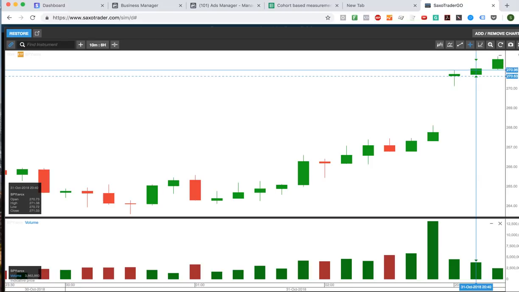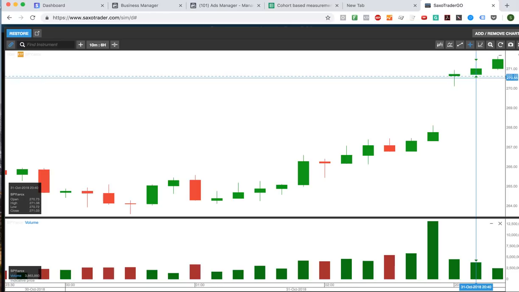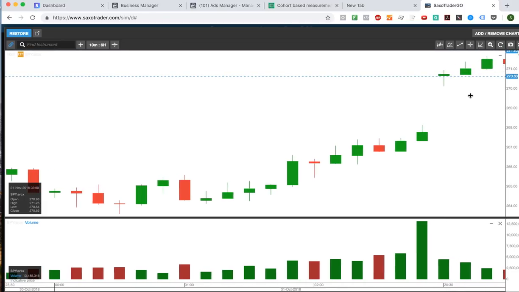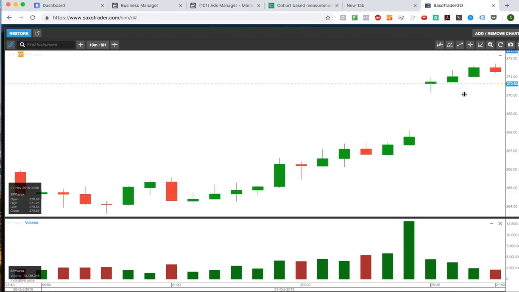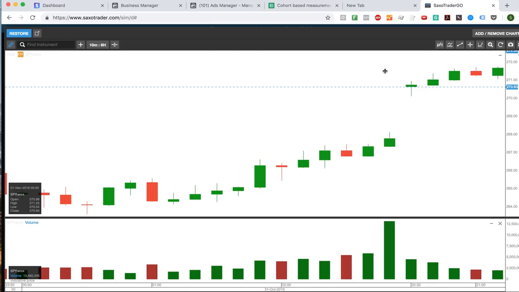Let me just check that. The close is 271.03 and the open is 271.02. No, we have no setup on this bar. This is not the lowest low in 10 bars, so even though this is a retest of this low, this is not a setup, and it's not a long setup, and it's not a short setup. Still nothing.